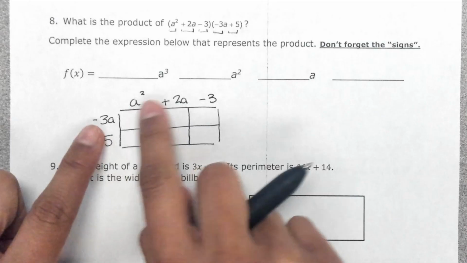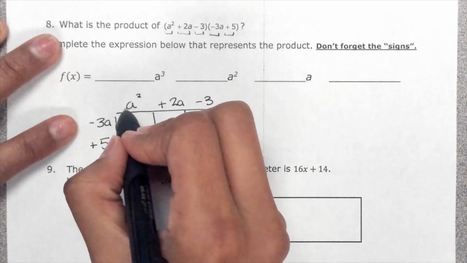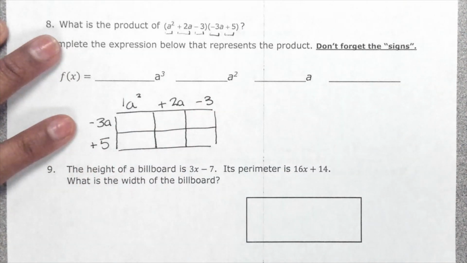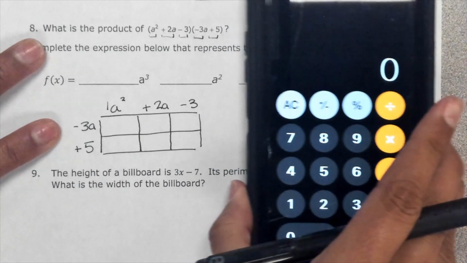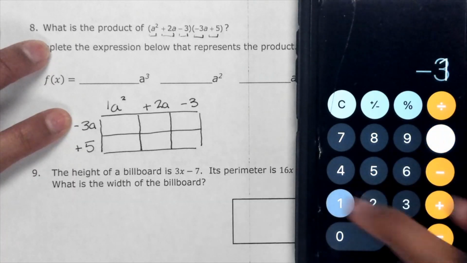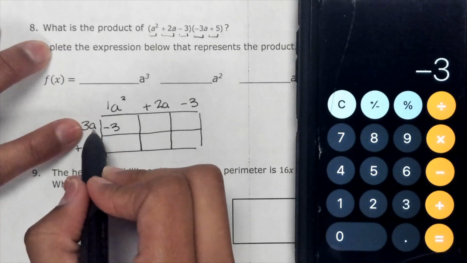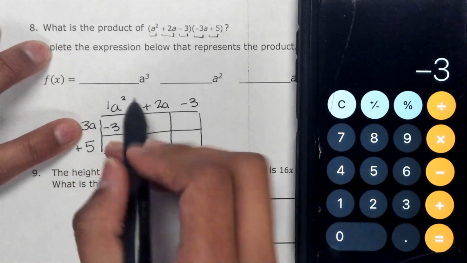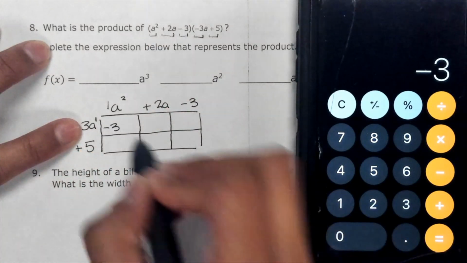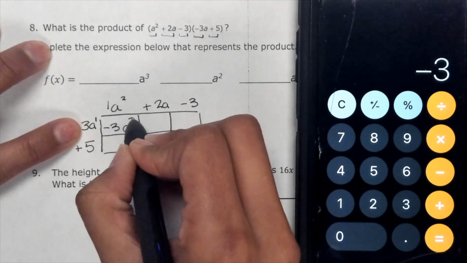So now that we have our box set up, we're going to multiply it out, starting with the big numbers. Remember, just a is 1, so we can write a 1 there to help us multiply. And I'm going to use my calculator to help with that. So we have a negative 3 times a positive 1, which gives us a negative 3. For my a's, we have a times a squared. So my exponents, remember a is just 1. Exponents we add. So if I have 1 plus 2, I have a to the third.